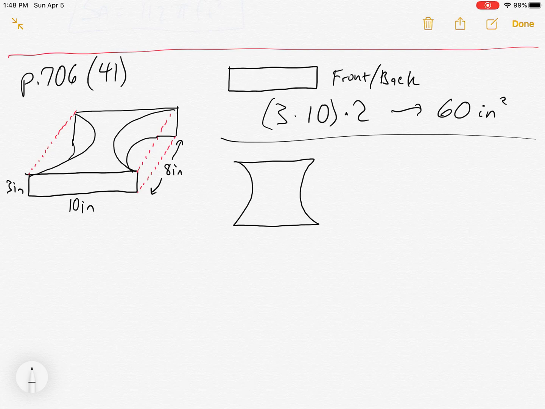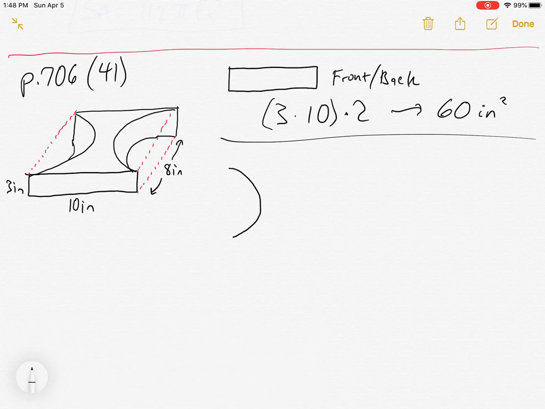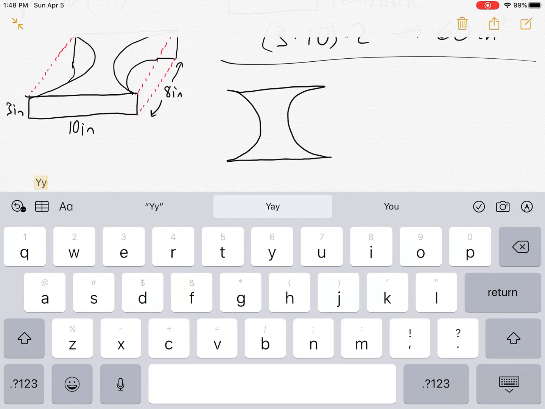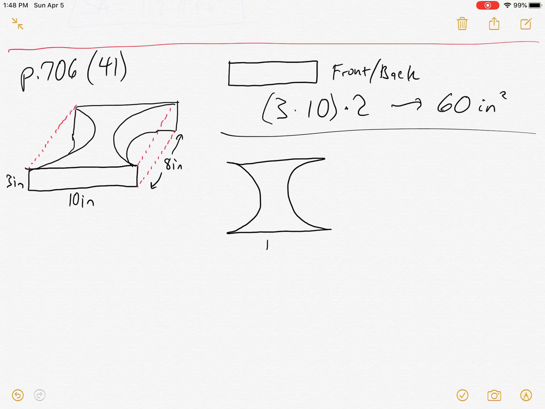Not the greatest looking, but that's really bad. Gotta do that again. Try one more time, because it should be part of a circle. Okay, we'll go with that. So this is 10. Whoops.